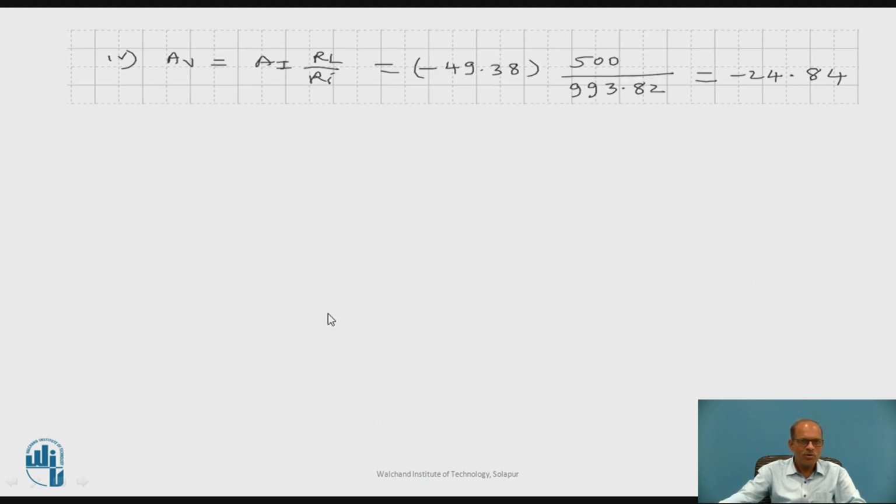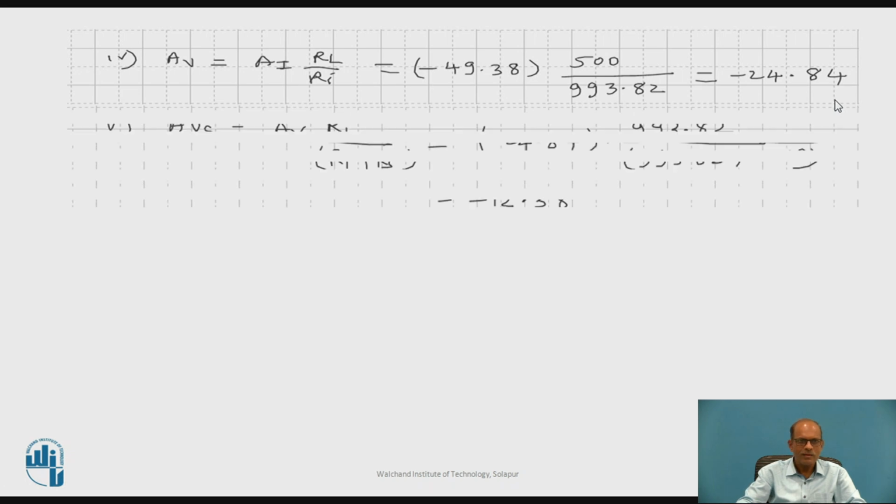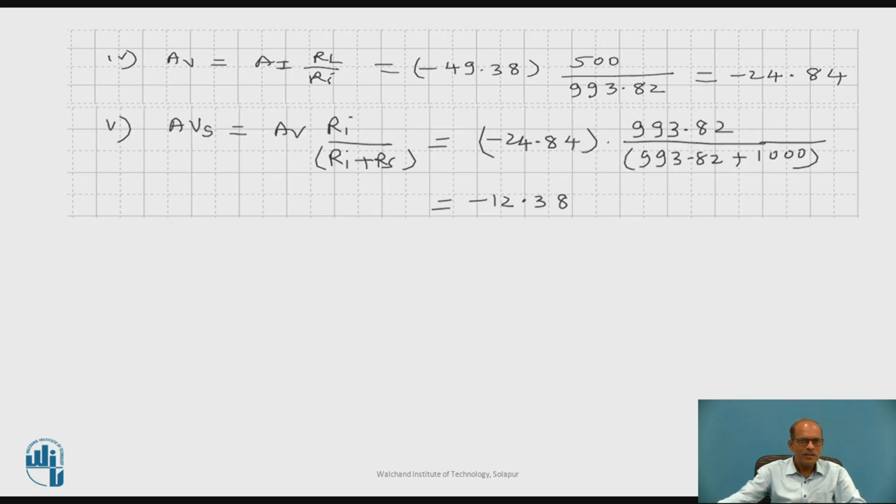Now next is the voltage gain AV. AV is equal to AI RL by Ri. So substituting the values, we get minus 24.84. Then next is the overall voltage gain AVS, which is AV Ri upon Ri plus RS. Substitute the values. Therefore AVS is equal to minus 12.38.